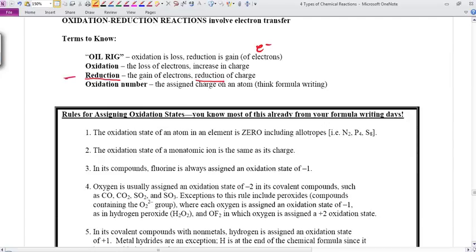So I often start here. When I get a choice, my brain's going to go there first and realize that the other one is where there's an increase of charge, because the word oxidation doesn't really give me that mathematical clue. Oxidation numbers you probably already know. These are the assigned charge on an atom. And if you think back to your formula writing days, you had to learn a few of these rules to be able to write formulas successfully.